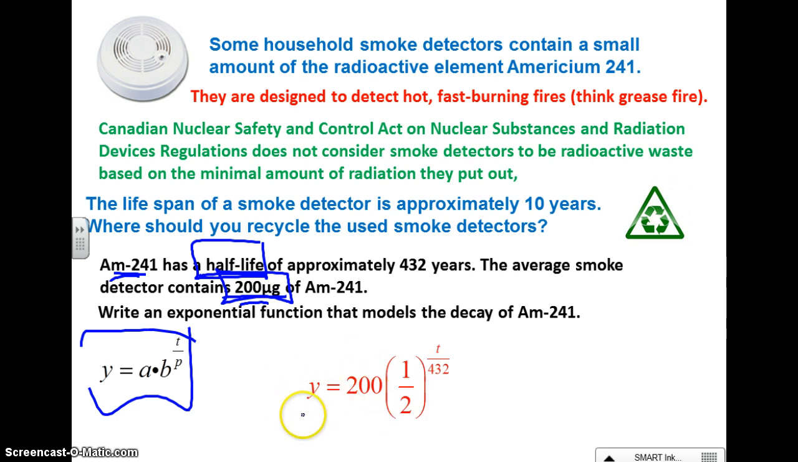In this case, we start with 200, and it's decaying at a half-life, so our growth factor is a half, and it only does that once every 432 years. So it takes 432 years to cut that in half. So you need at least that much, and if you wanted to have it cut in half twice, you'd obviously have to have 864 years to do it twice. But this is the equation that would model the amount of Am-241 left in your smoke detector.